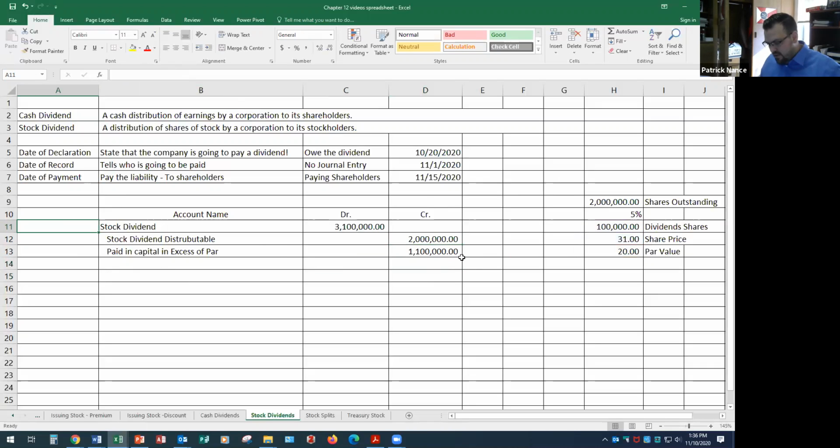Again, for the date of record, there's no entry, but it doesn't matter because we need to know who to give the shares of stock to. And then for the date of actual payment, I'm going to actually distribute these. So stock dividend distributable, I'm no longer going to owe these shares of stock to my shareholders. So I'm going to debit stock dividend distributable for the $2 million, and I'm going to credit common stock for the $2 million. So that is a stock dividend.